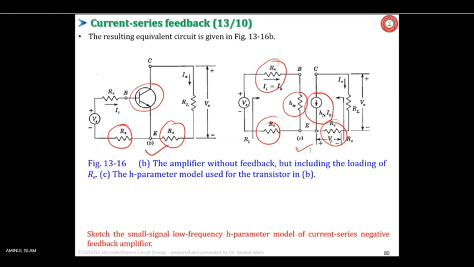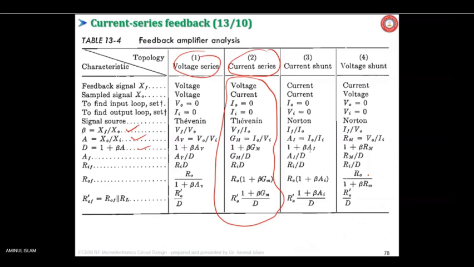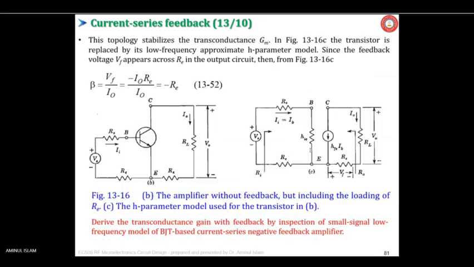RS was already there. RL was also there. Okay, where was RL? RL was here between VCC and the collector terminal. Here also you see RL between the collector terminal and VCC, which is grounded for small signal analysis. So it is on this side, the ground side. Are you getting it, Aman? Yes, sir. So this topology stabilizes the transconductance GM.